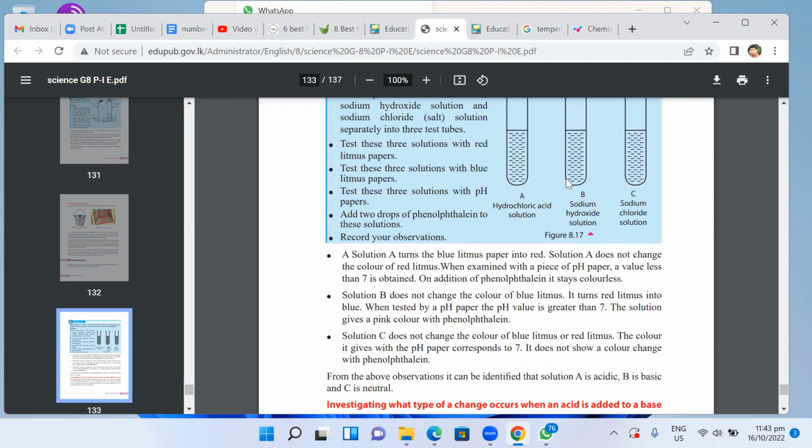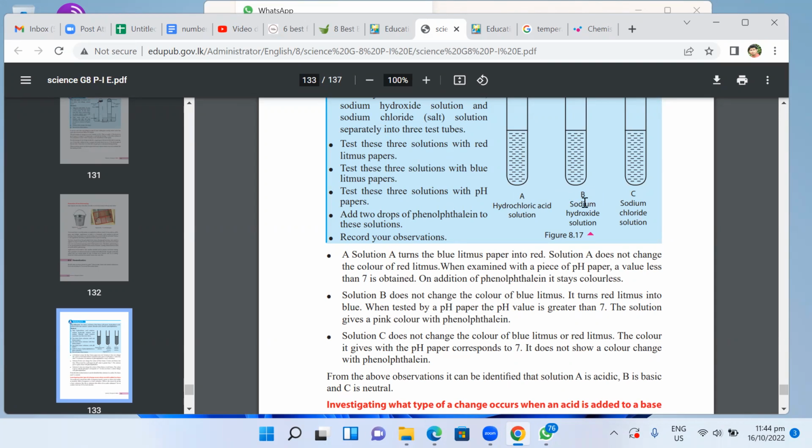Then the third one is solution C. Again, the pH will be less. Then again, phenolphthalein will not show a color change here. Phenolphthalein, no color change in C, because C is neither acid nor base.